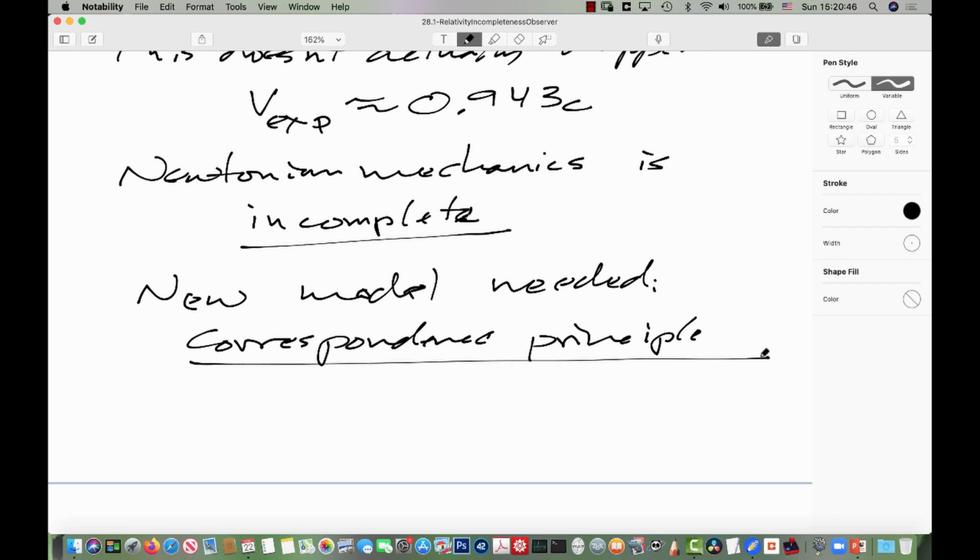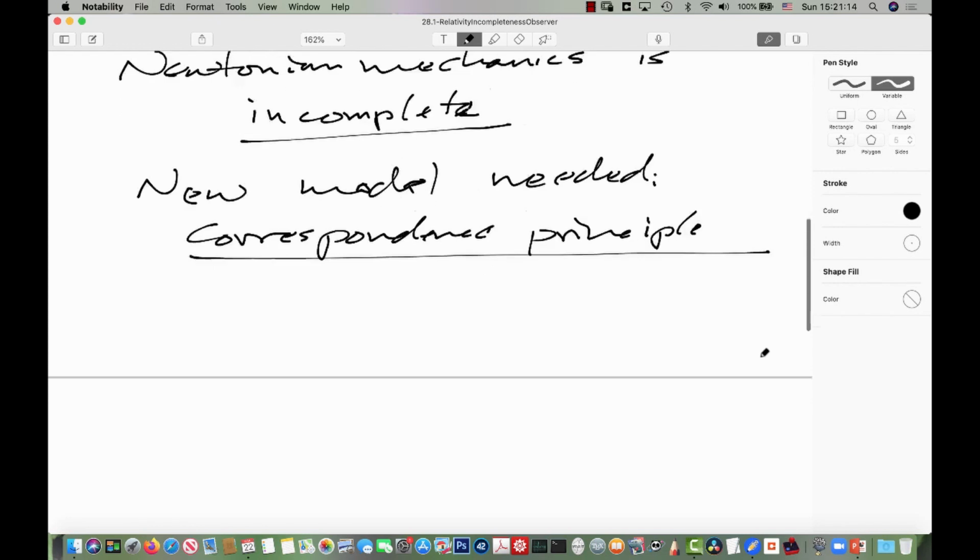This says that whenever you have a new model, you have to show that the old model works in the limit of where the old model worked, that the old model is a limiting case of the new model in the regime where the old model worked.